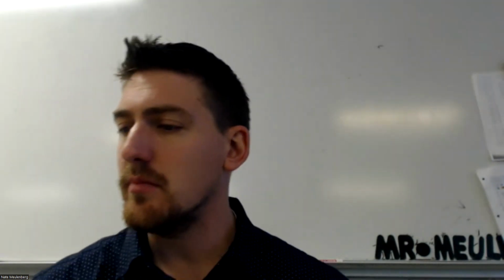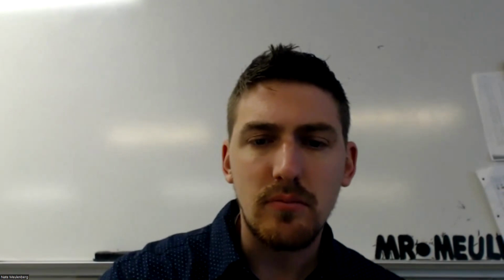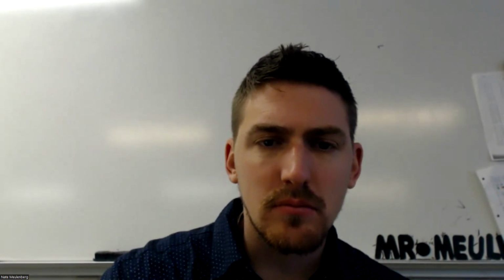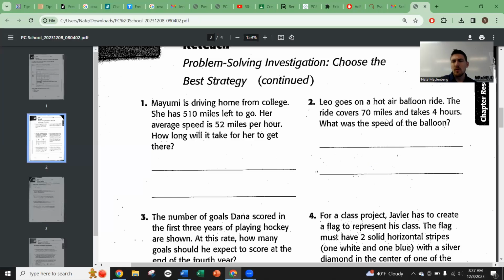All right, number 2. Run goes on a hot air balloon ride. The ride covers 70 miles and takes 4 hours. What is the speed of the hot air balloon? Good. What do we know? 70 divided by 4.